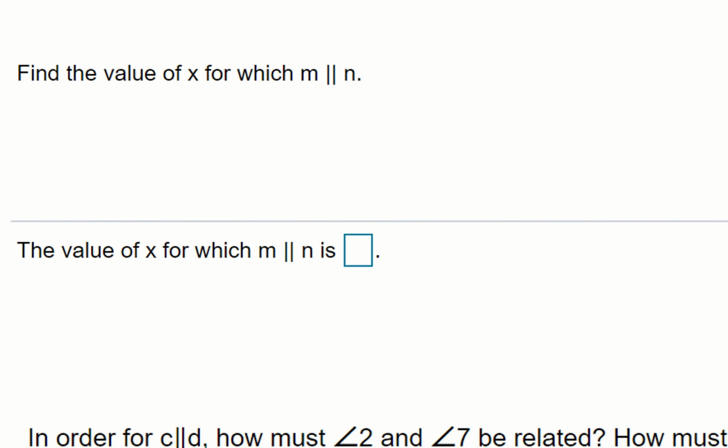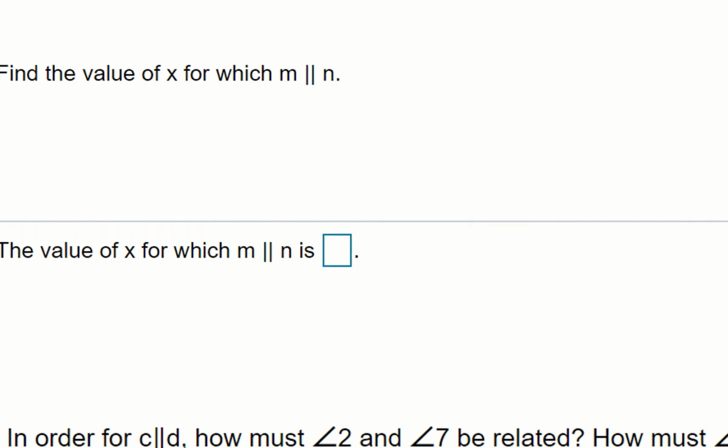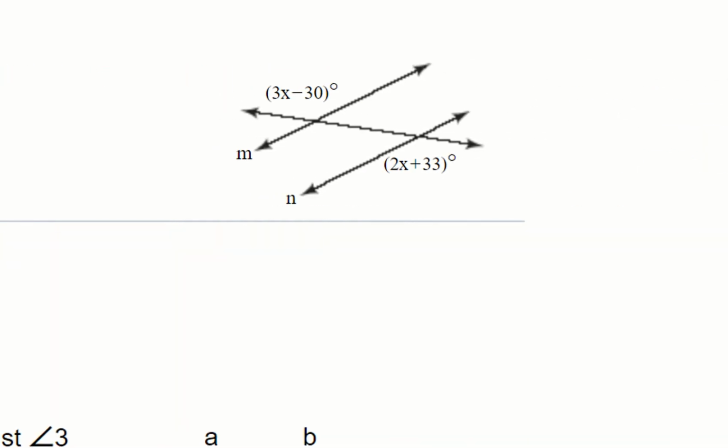Okay, find the value of x for which M is parallel to N. And so we have our diagram here. So we want M to be parallel to N. So if we want those to be parallel, well, then that means that these two angles, whatever they are, have to follow some kind of relationship. Well, these are alternate exterior angles. And what do we know about alternate exterior angles? Well, alternate exterior angles have to be congruent if the lines are parallel, which we want them to be parallel, and so they have to be the same.